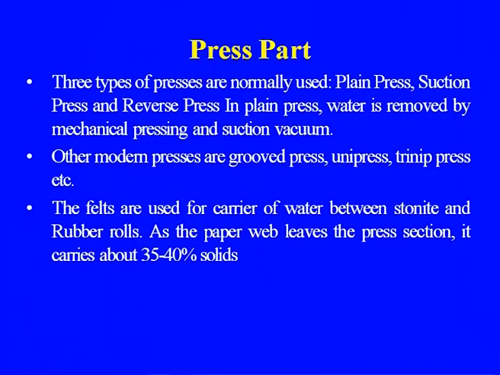Three types of process are normally used: plain press, suction press and reverse press. Other modern presses are groove press, unipress and trinip press. These are some of the developments that have taken place in the press part. Felts are used as carriers, along with water resistant rubber rolls. As the paper web leaves the press section, it carries about 35 to 40% solid. The rest of the moisture is removed in the dryer part.